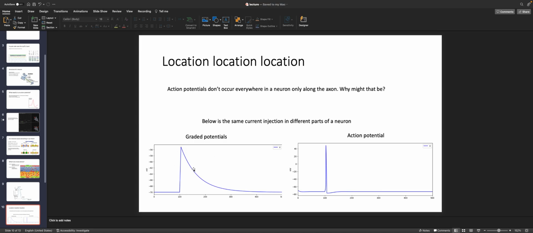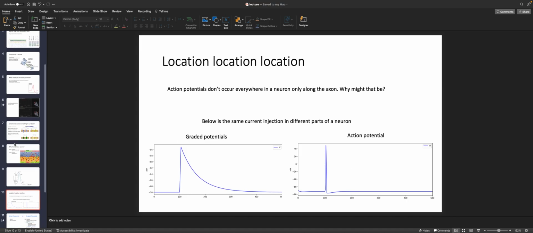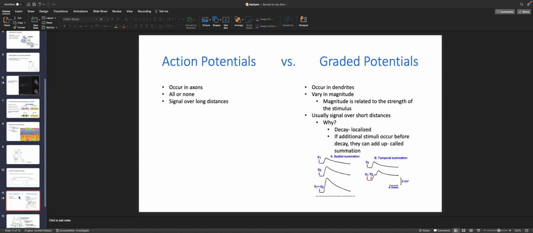This is something that might happen in a dendrite, and then in the axon, we're going to have something like this as an action potential. And so there are some different characteristics between an action potential and a graded potential. An action potential only occurs in the axons, and it's an all-or-nothing response. You either have an action potential or you don't. That's really what an axon cares about.